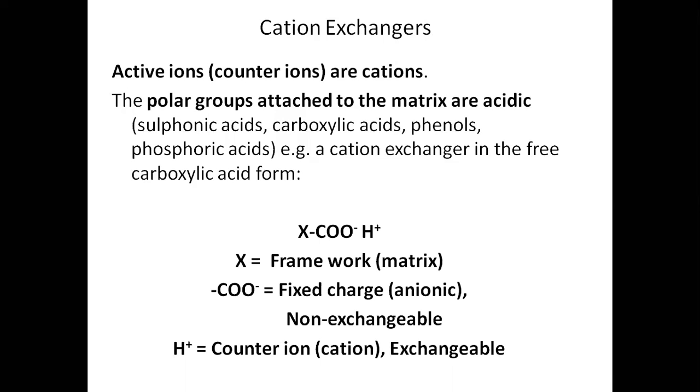And a cation exchanger is the free carboxylic acid form. So here we can see, this is depicted here in the framework. The framework is embedded with the acidic cation exchanger in the carboxylic form. It is depicted by the formula XCOOH plus. Here X is the framework or the matrix, COO is the fixed ion charge which is anionic and is non-exchangeable, and H plus is the counter ion cation, and this is exchangeable.